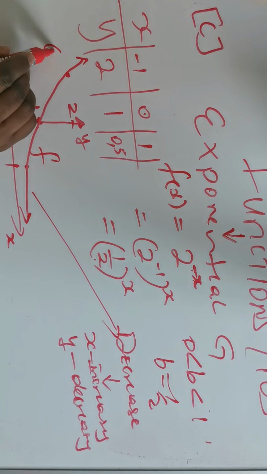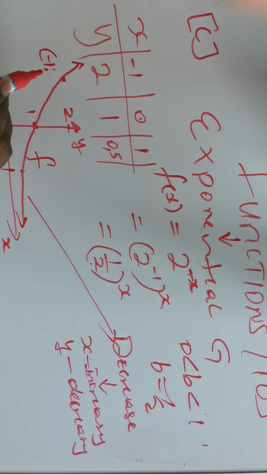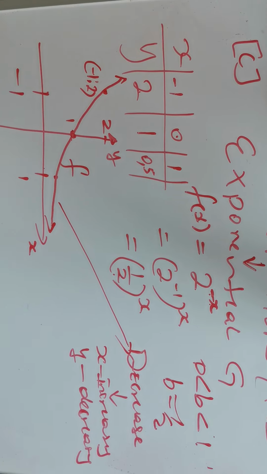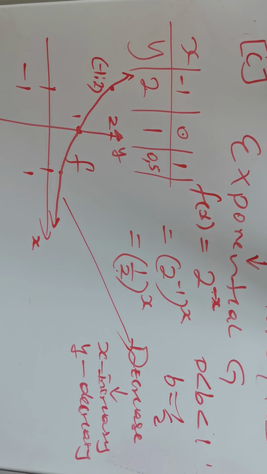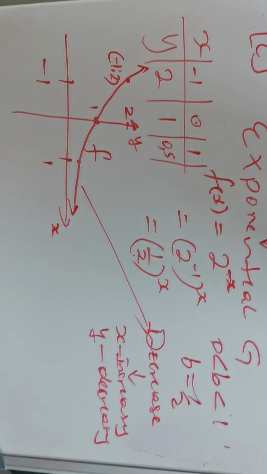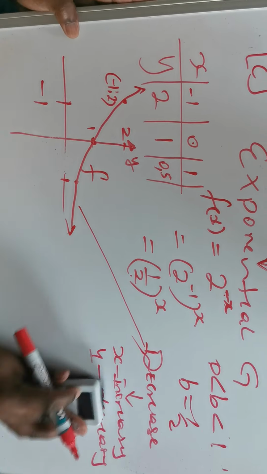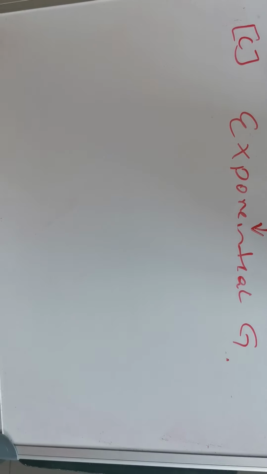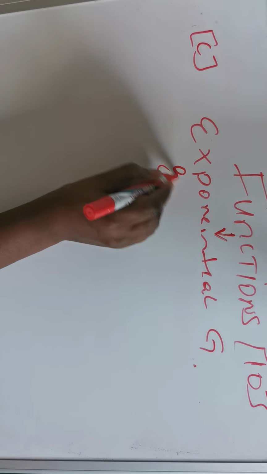Obviously, we have to indicate one coordinate here. This is negative 1 and 2. But this one is obvious as 0 and 1. Now let's look at the last example based on the exponential graph, whereby you have to look at what we call x-intercept.